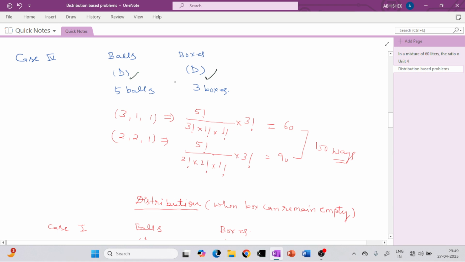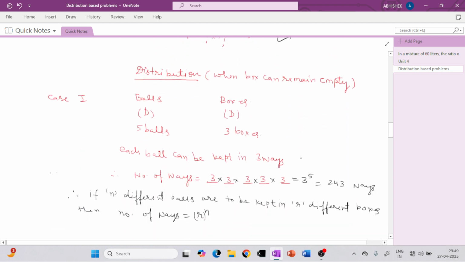Okay, but in this case, as we can see, boxes are different, so there must be an order of the arrangement of boxes. So it must be multiplied by 3 factorial, because boxes can also be arranged. So into 3 factorial it will be 60, and 5 factorial divided by 2 factorial into 2 factorial into 1 factorial, and boxes are different, so arrangement of boxes will be 3 factorial. So after solving this one, you will get 90. So 60 plus 90, the total number of ways will become 150. I think no doubt in this one.